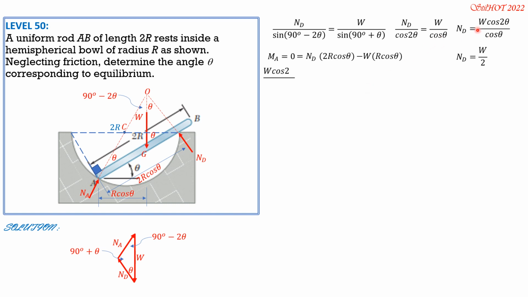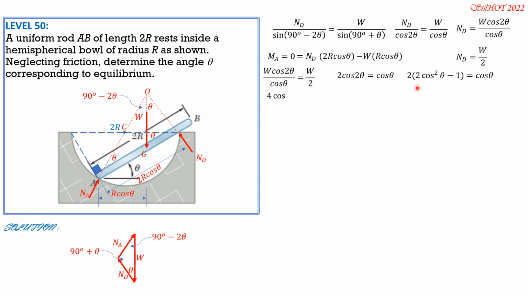So equate these two. W cosine 2 theta over cosine theta is W over 2. We cancel W, so 2 cosine 2 theta equals cosine theta. From trigonometry, cosine 2 theta is 2 cosine square theta minus 1, one identity. The other is cosine square theta minus sine square theta, but that's the same. The other is 1 minus 2 sine square theta. There are 3 identities for cosine 2 theta. You just review trigo. That's not part here because this is already statics.